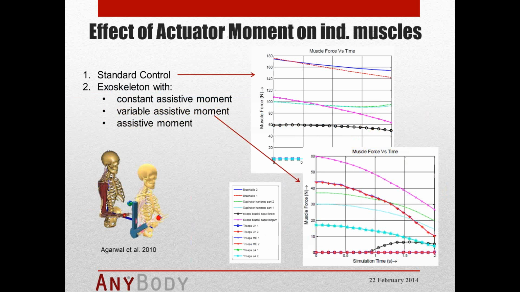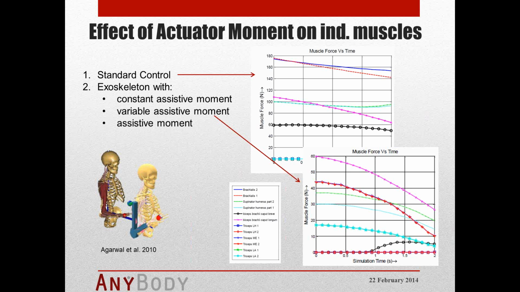Another example is from Agarwal et al. So they also looked at upper extremities, so they had a very basic exoskeleton for the elbow joint, and they looked at different actuator moments and their effect on individual muscles. So they took a standard control, so that is just a human without any exoskeletons, and looked at the muscle activations to lift a dumbbell.